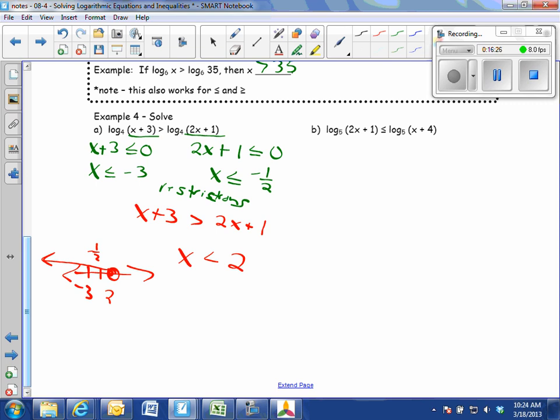So all we're worried about is the negative half. So we're going to say that x has to be less than 2, but x has to be greater than or equal to negative half in order for it to be true.